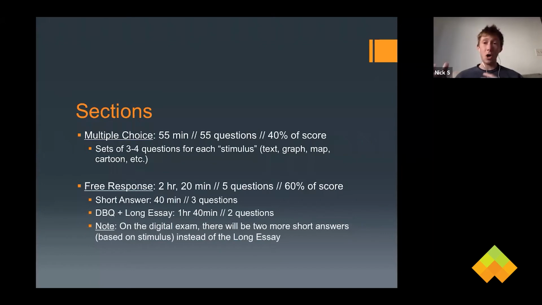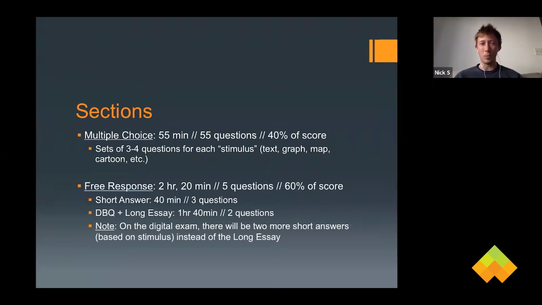So free response altogether, including the short answers, is going to be 2 hours and 20 minutes. That's to answer a total of 5 questions. Now, slight modification that we'll get to for the digital exam this year for those of you guys taking it. It represents 60% of your score, the short answer being 20% of it, the DBQ and long essay are another 40%. For some reason that I am not privy to, the College Board actually makes it slightly.